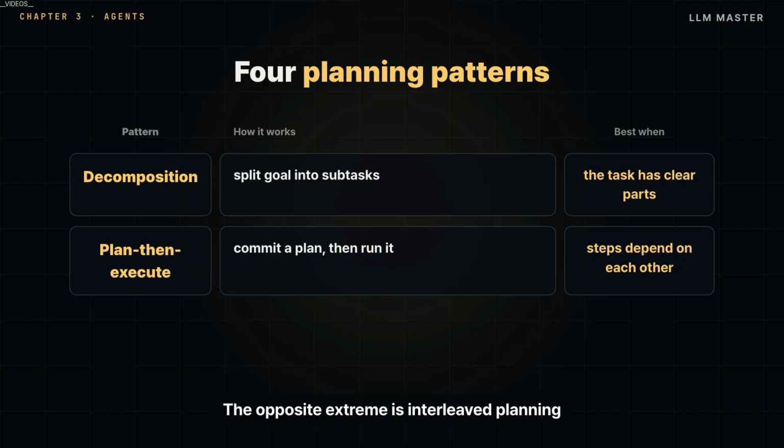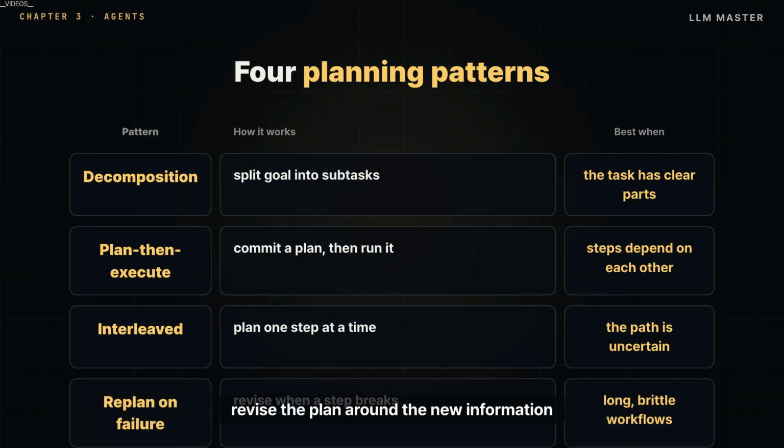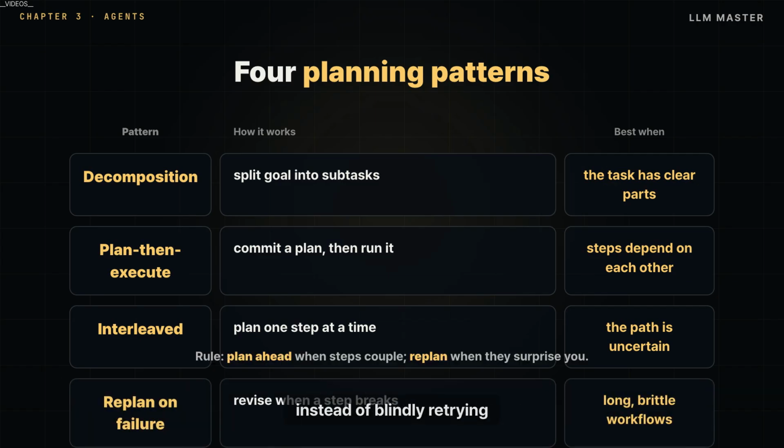The opposite extreme is interleaved planning, deciding just one step at a time, which wins when the path is genuinely uncertain, and any fixed plan would be obsolete by step 2. And because reality bites, real agents add replanning. When a step fails, revise the plan around the new information instead of blindly retrying. The engineering judgment is knowing which to reach for. Tightly coupled steps, plan ahead. Unpredictable environment, stay lazy and replan. Most robust agents blend both: a rough plan, revised as results come in.